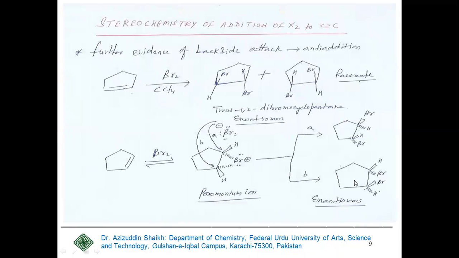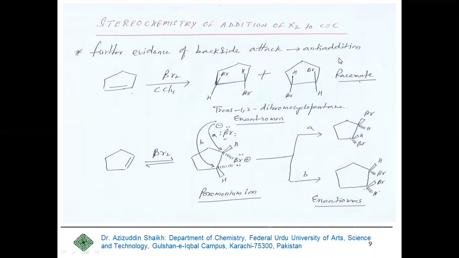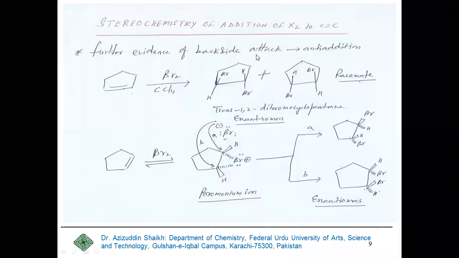Now we discuss stereochemistry: the stereochemistry of addition of X2 to a carbon-carbon double bond. Further evidence of backside attack: what is the evidence? Anti-addition. The product is anti. Anti means opposite side. The two bromines are attached on opposite sides, which is the evidence of backside attack or the SN2 mechanism. And this is cyclopentene reacting with bromine in the presence of carbon tetrachloride, a non-polar solvent.